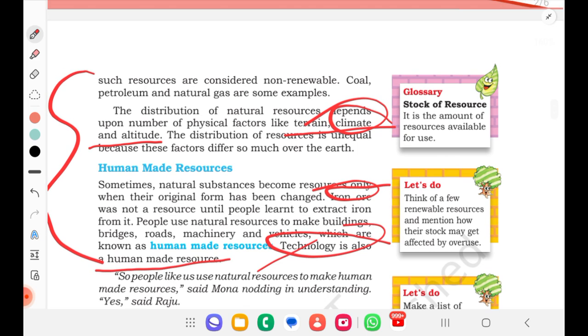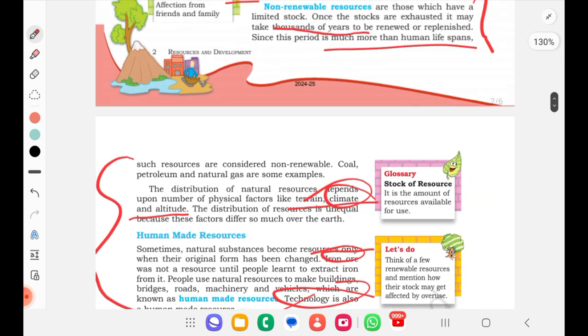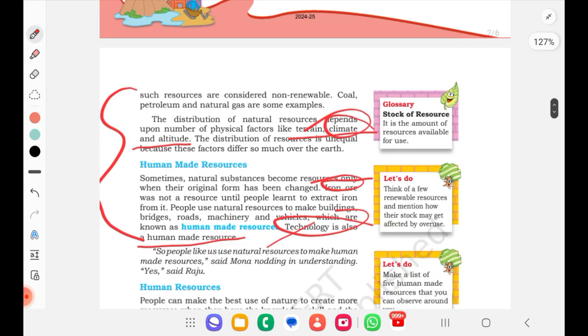So till here we read about what is non-renewable. That doesn't mean it is not going to replenish. It will replenish, but it will take a lot of time, more than a human lifespan, such as coal, natural gas, etc. Also, these natural resources are distributed in different places in different quantities based on climate, terrain, etc. Then they were saying about human-made resources.